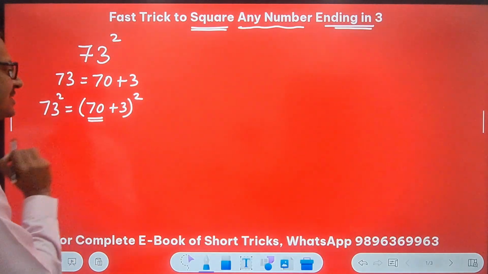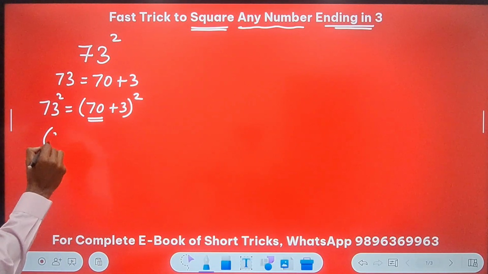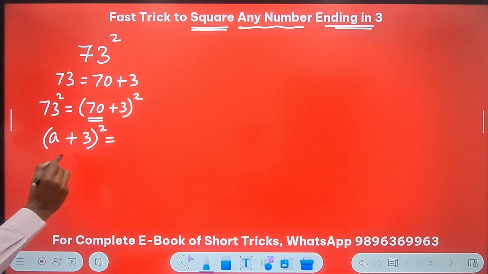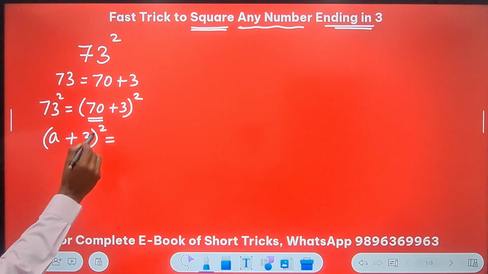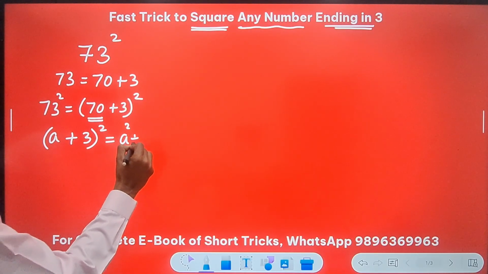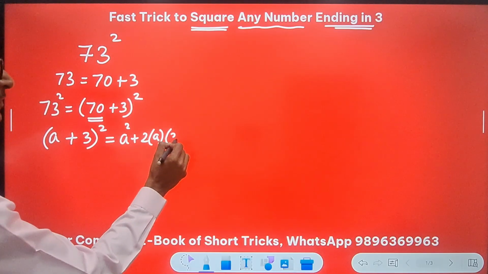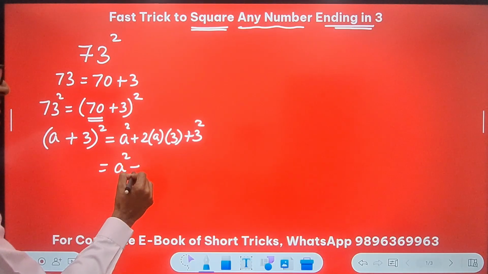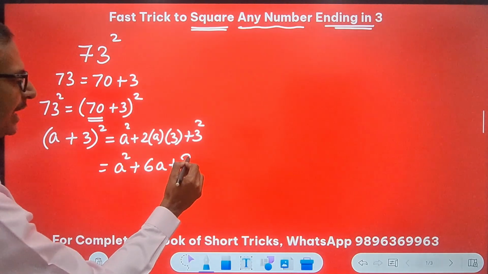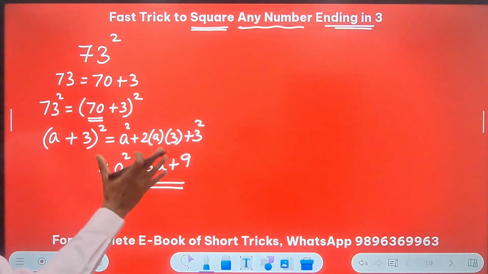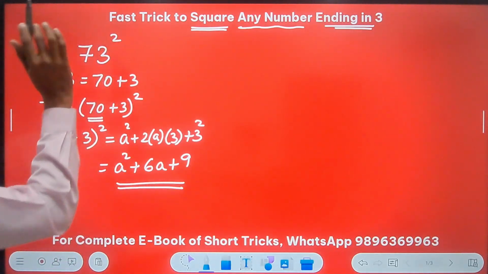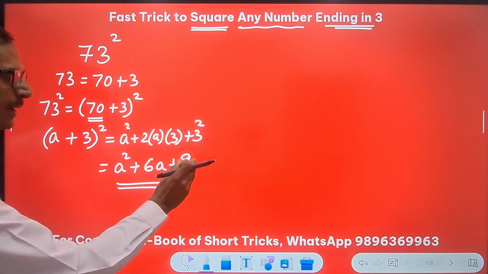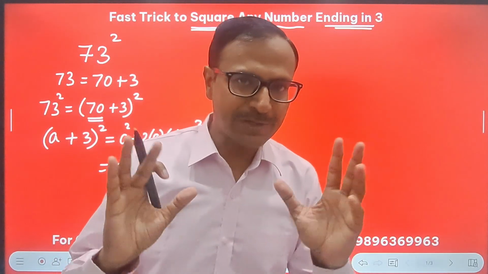Now if I assume this number 70 as a, and plus 3 is obviously there, then I can apply the identity and expand this. So a plus 3 whole square will be a square plus twice of a times 3 and plus 3 square, which is a square plus 6a plus 9. And this is the short trick which I am going to use for squaring the numbers ending in 3. A square plus 6a plus 9. See how this works now.